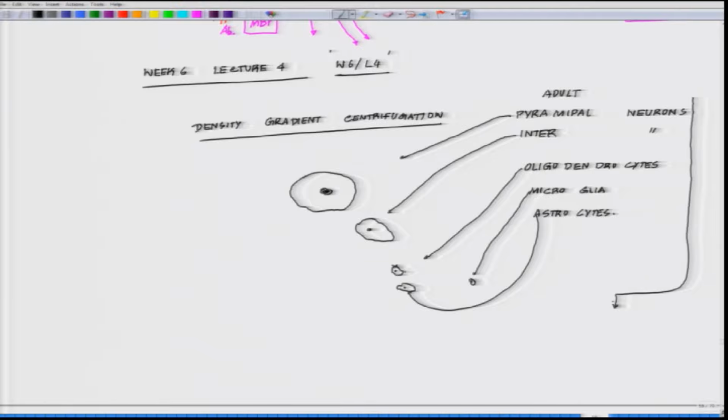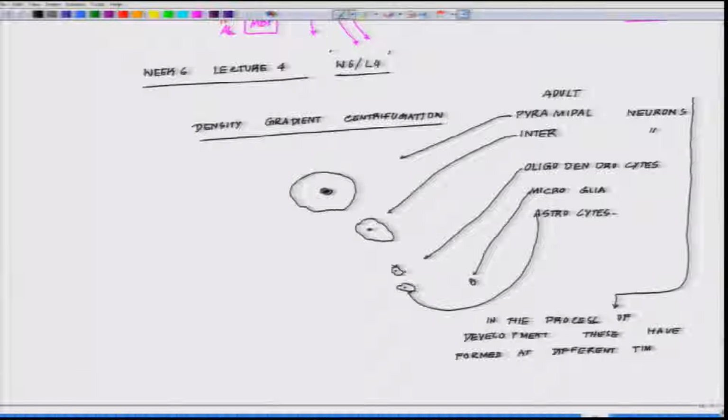Interestingly, in the process of development, these have formed at different time points. So, their requirements are also different.